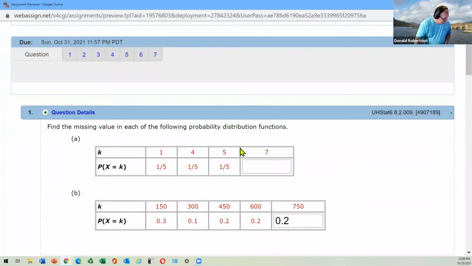These are called probability distributions. I would call them tables, but functions is fine. Probability distribution table.